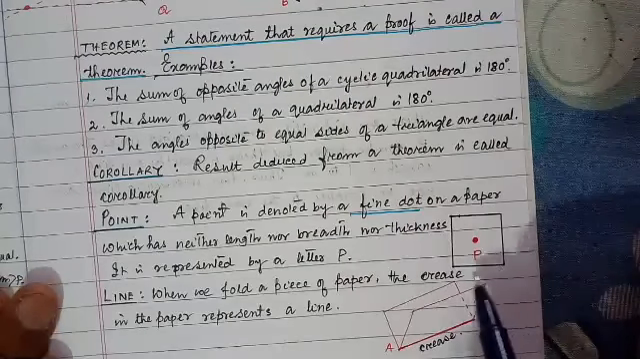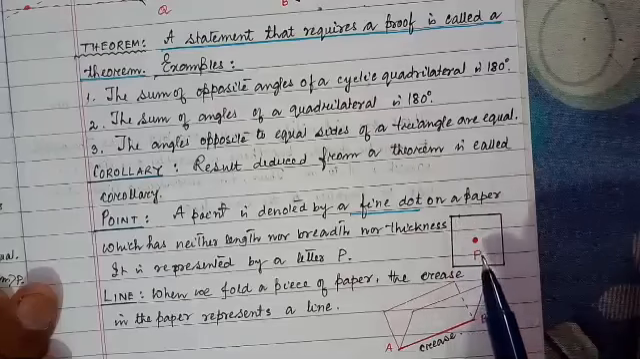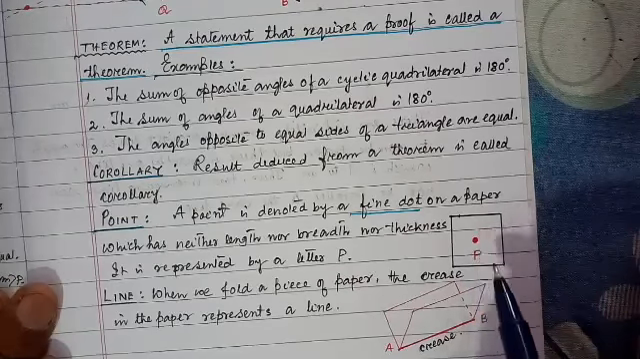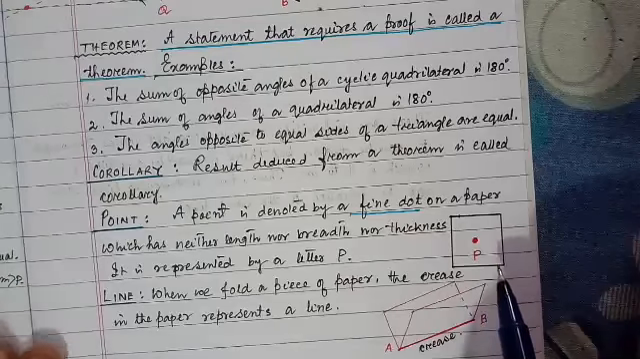Alongside, we have drawn a figure. This is the paper. On the piece of paper, there is a point. This indicates the point. This is the point. It is denoted by P.